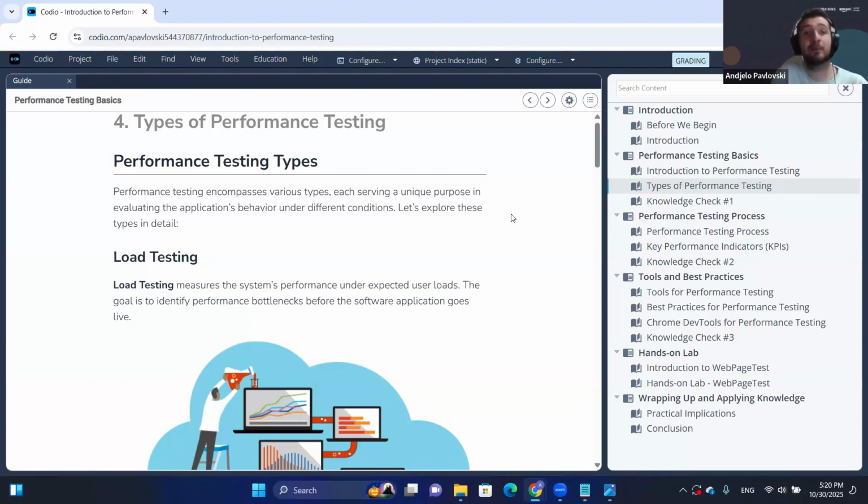So the first and most common type of performance testing is load testing. Load testing, as the name suggests, is a type of testing that checks how the system performs under expected user load. Meaning you have your application, and you're trying to see how many people can access the application at a given amount of time.